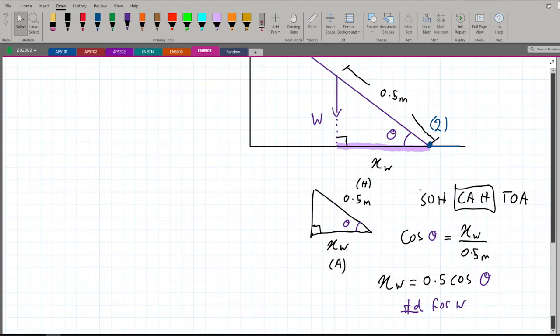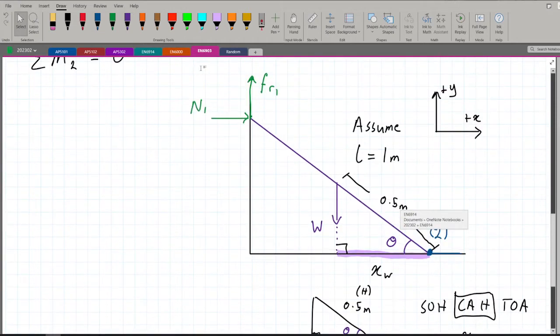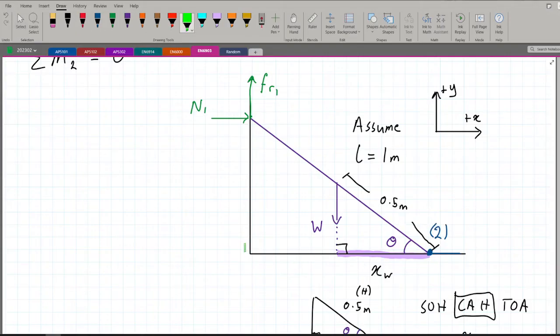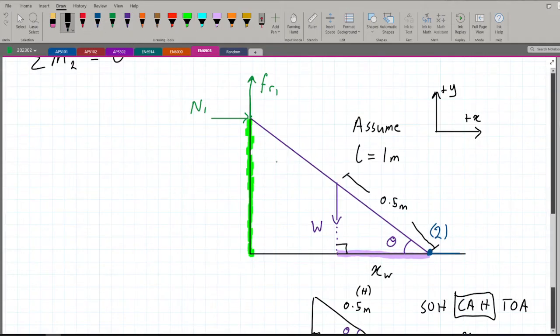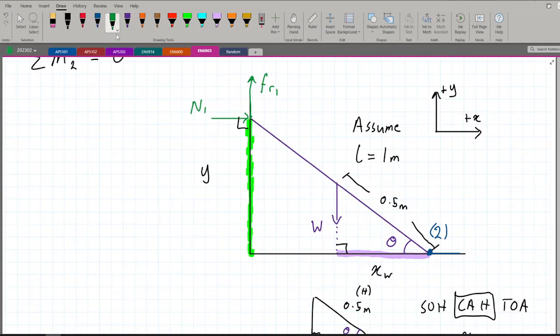Now let's determine the remaining perpendicular distances we have for n1 and fr1. So for n1, it is going to be this vertical distance over here, because this is forming a perpendicular with this up to the point 2. All right, so this is our perpendicular distance for n1. So we will call this y, which is the perpendicular distance for n1.